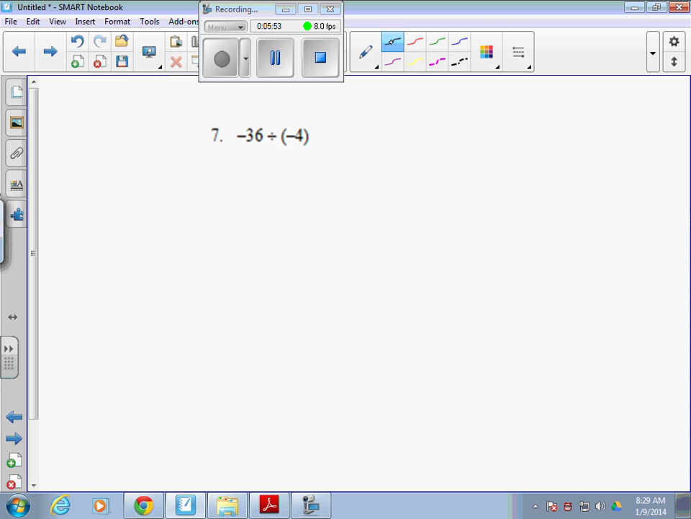Number 7 says negative 36. That's a division sign, just in case you thought it was a plus by accident. Make a change, everybody. That's supposed to say division. Negative 36 divided by negative 4. A negative divided by a negative makes a positive. Remember, same signs makes a positive. 36 divided by 4 is 9.